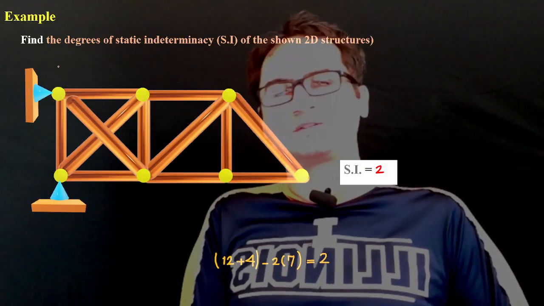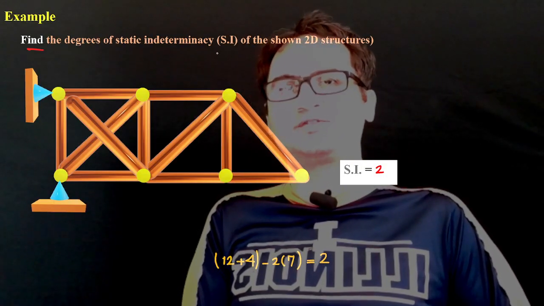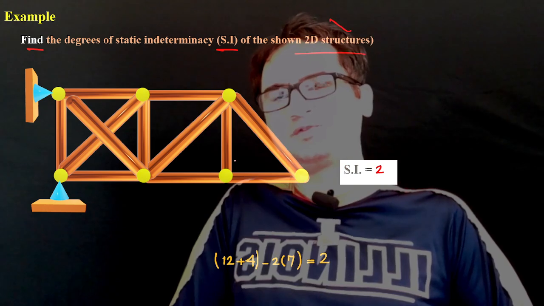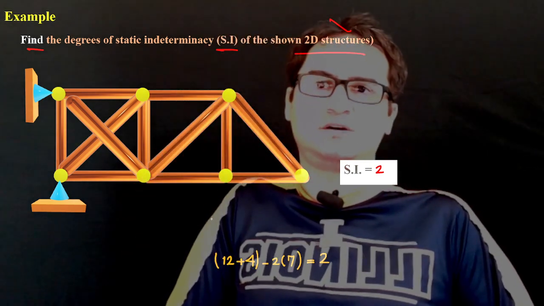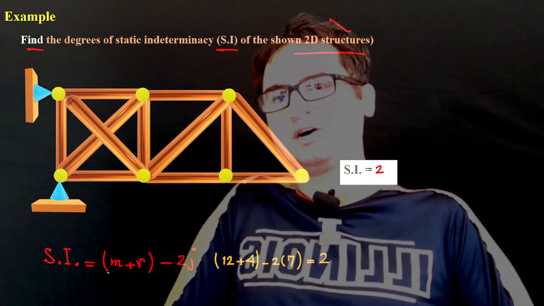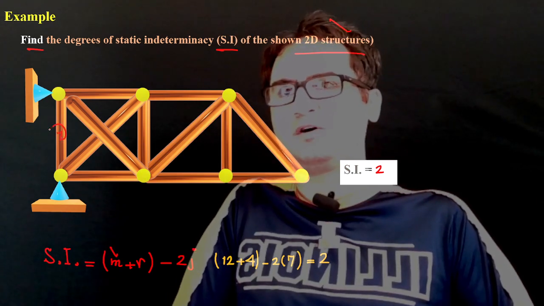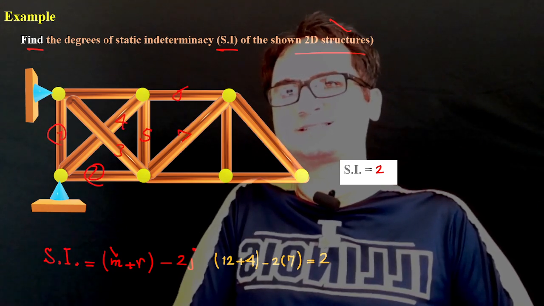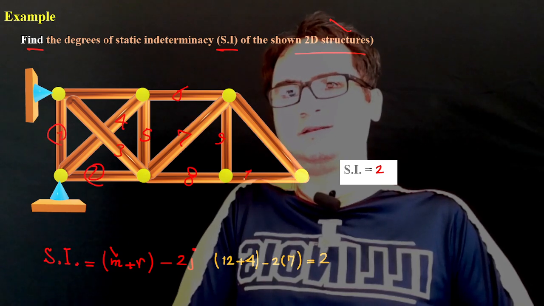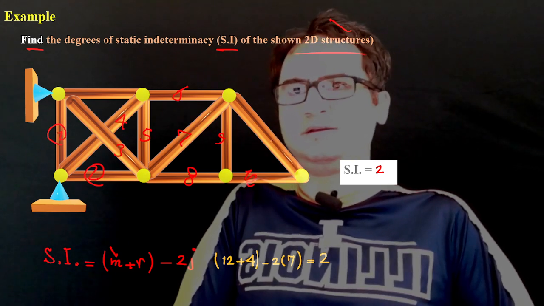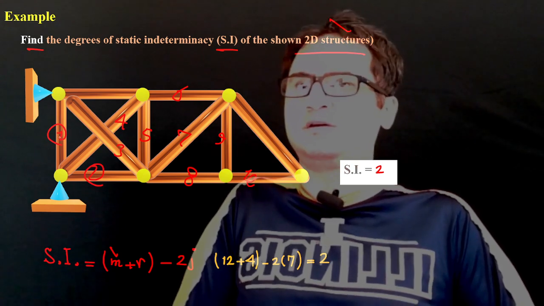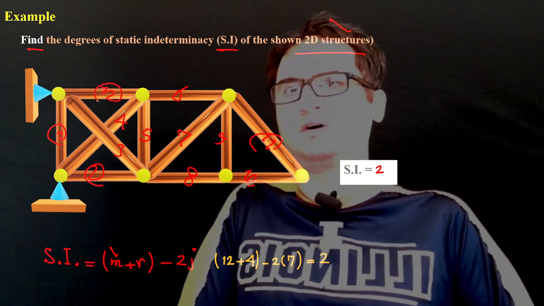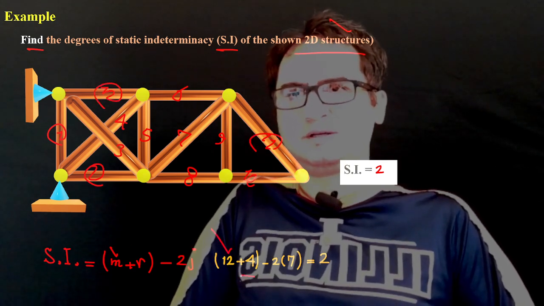Let's put it in some examples. Find the degree of static indeterminacy SI for the 2D structure shown. If we want to know the degree of indeterminacy of such a structure, SI is the number of members. So we have 1, 2, 3, 4, 5, 6, 7, 8, 9, 10, 11, and 12. So we have 12 members plus reactions.